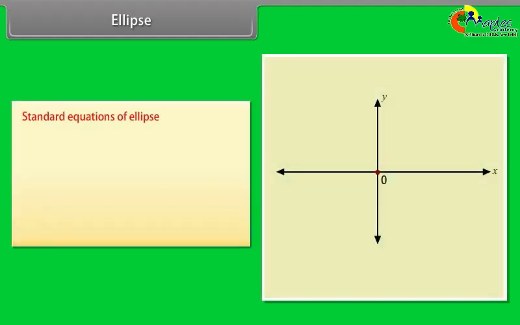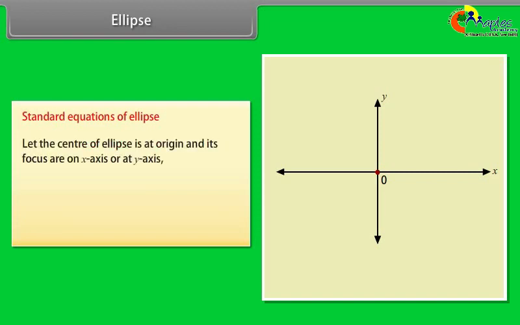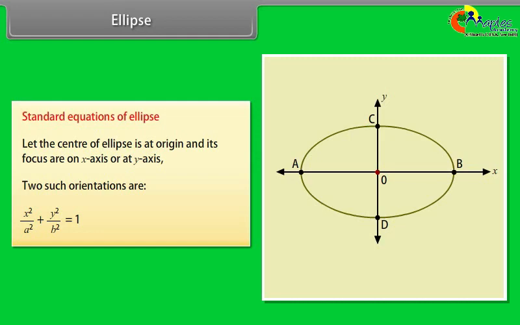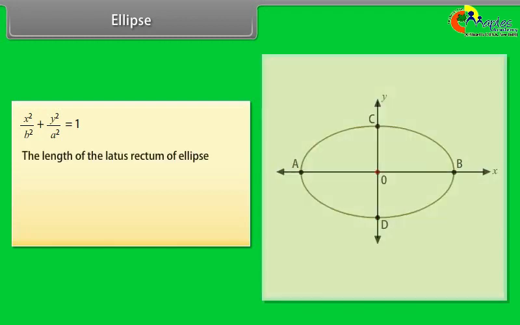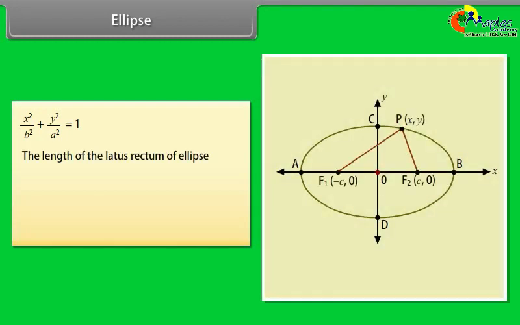Standard equations of ellipse. Let the center of the ellipse be at the origin and its foci on the x-axis or on the y-axis. Two such orientations are x squared upon a squared plus y squared upon b squared is equal to 1, and x squared upon b squared plus y squared upon a squared is equal to 1. The length of the latus rectum of the ellipse x squared upon a squared plus y squared upon b squared equals 1 is 2b squared upon a.